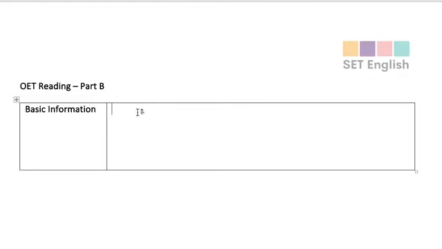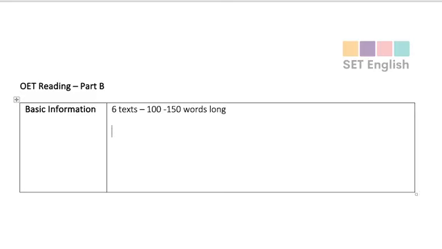There are 6 texts, and those texts are between 100 and 150 words long. So they're short-ish, aren't they? They're not very long, and there can be some differences. Some seem really short, and some seem a bit longer. The six texts, and you've got 6 questions. That's 1 question per text. That's how that's going to work.